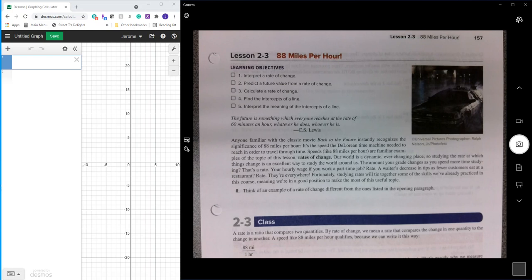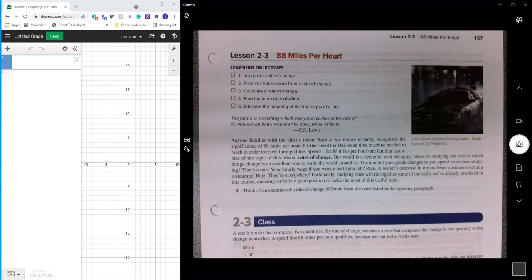Okay, now it says the future is something which everyone reaches at the rate of 60 minutes an hour, whatever he does, whoever he is. Anyone familiar with the classic movie Back to the Future instantly recognizes the significance of 88 miles per hour. It's the speed the DeLorean time machine needed to reach in order to travel through time. Speeds like 88 miles per hour are familiar examples of the topic of this lesson, rates of change.